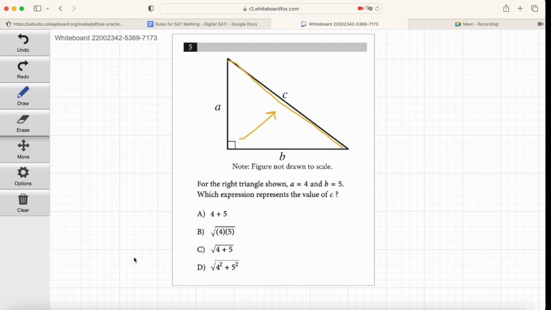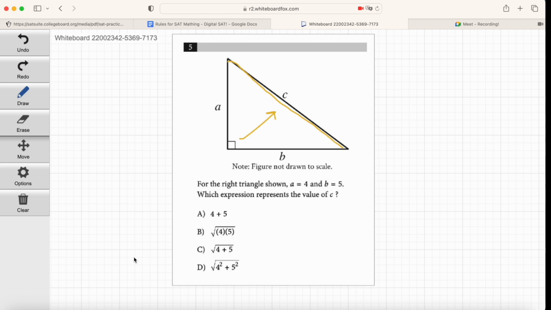But let's start with the Pythagorean theorem, because if you're familiar with it, this is totally doable. Do you know the Pythagorean theorem right off the bat? Do you have that memorized? No, I don't have it memorized. That's okay, no big deal, because they give you the Pythagorean theorem at the beginning of each math module.